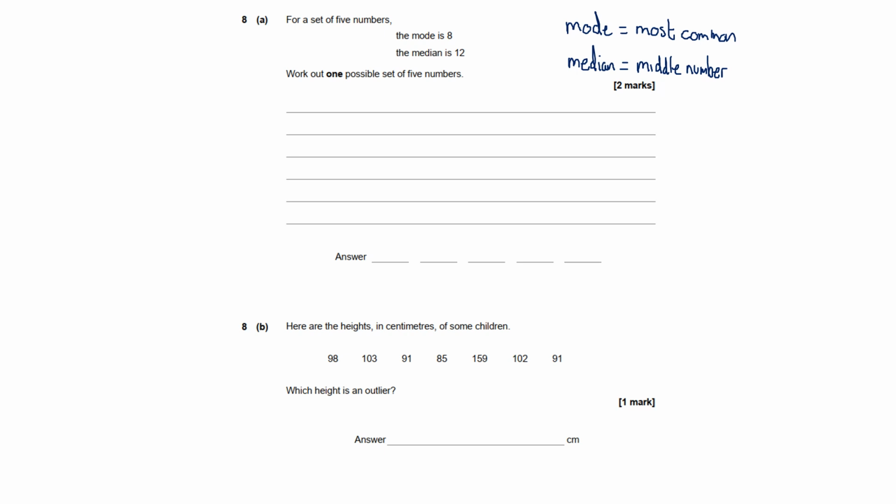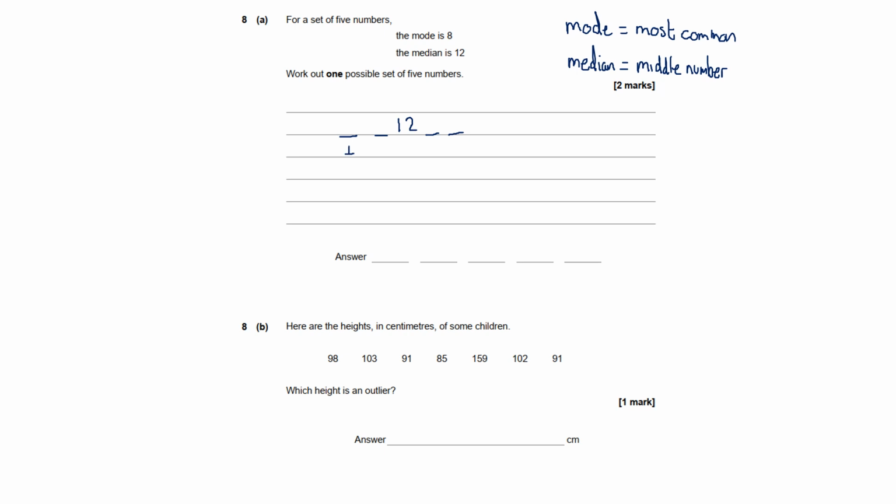So we need to do a list of 5 numbers where the most common number is 8, but the middle number is 12. So if we've got 5 numbers, how can we do this? So the middle number's got to be 12. So first off, we know that 12's got to go in the middle. And because there's 5 numbers, there's got to be 2 this side of 12 and 2 this side of 12.